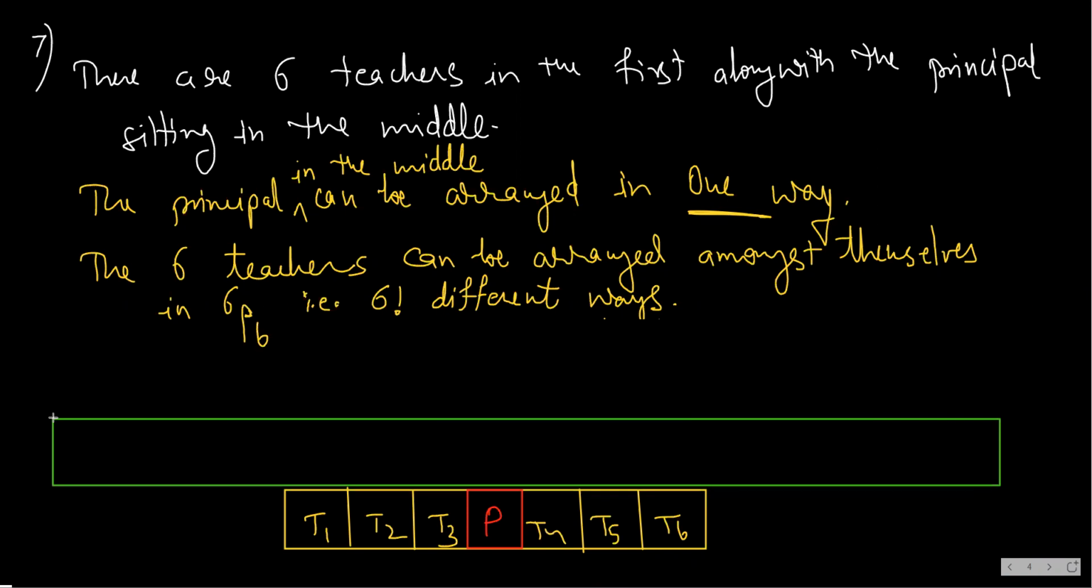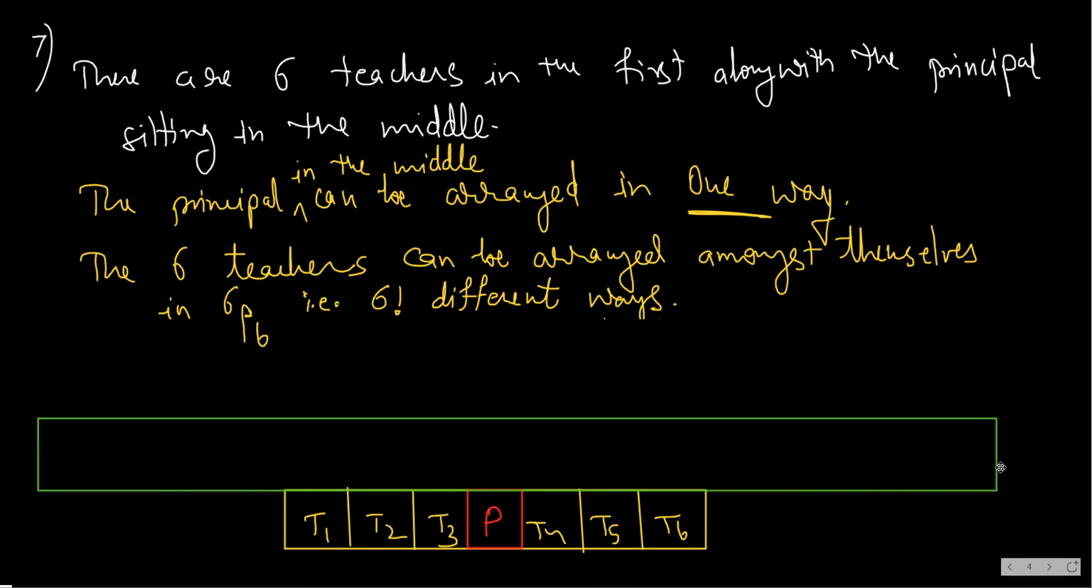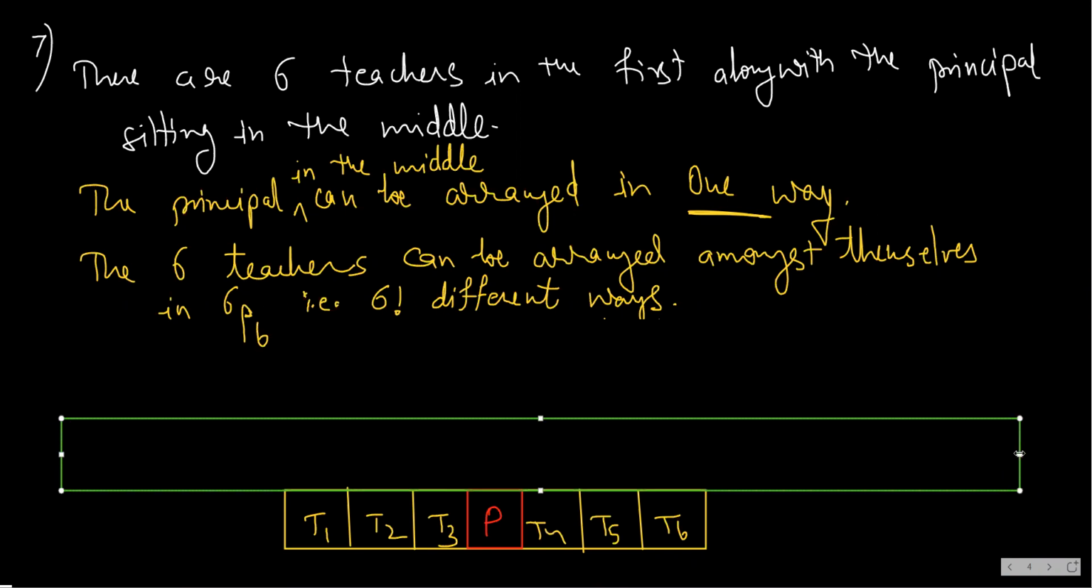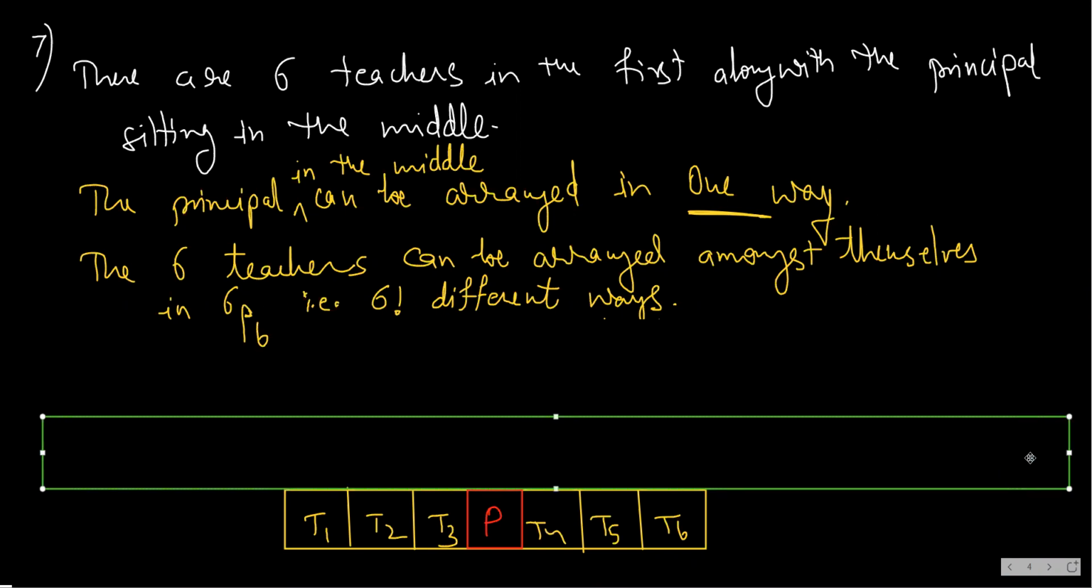Now we have the second row. Students, you know that there are a total of 12 boys and 6 girls. We need to arrange them. See, our job is not done yet. You have arranged only the principal and teachers. You still have to arrange the children, 12 boys and 6 girls. I need to arrange them in such a way that no two girls are together.